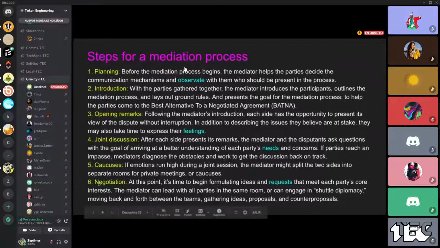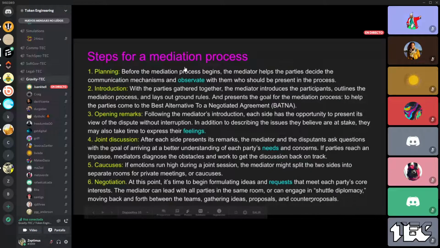And then we have the negotiation process, which is when you start formulating ideas and requests to meet each party's core interest. The mediator can lead with all parties in the same room or engage in shuttle diplomacy, moving back and forth between the teams, gathering ideas, proposals, and counter proposals.